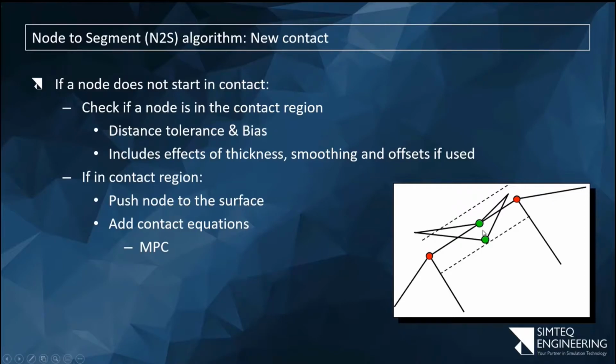The second step is then to add an equation or link this node to the nodes on that face that it's currently touching. So that contact equation for the node to segment method is simply a type of MPC, multi-point constraint. If you're not familiar with the term, we'll briefly talk about some examples of MPCs in the next couple of slides.